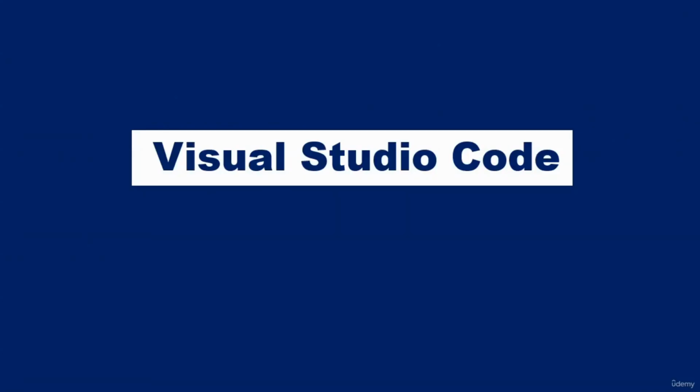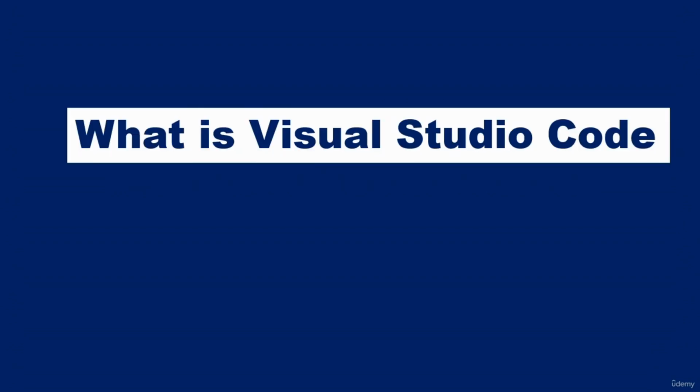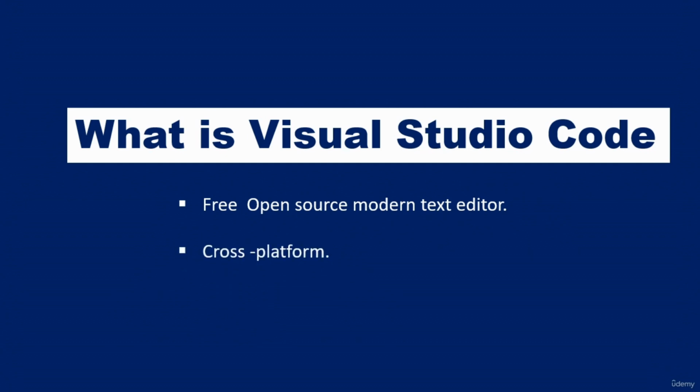Hello and welcome. In this video, we are going to download and install Visual Studio Code. What is Visual Studio Code? Visual Studio Code is a free, open source, modern text editor. By open source, it means the source code is open for developers to contribute in making it better. Visual Studio Code is cross-platform. That means it will work across multiple operating systems.